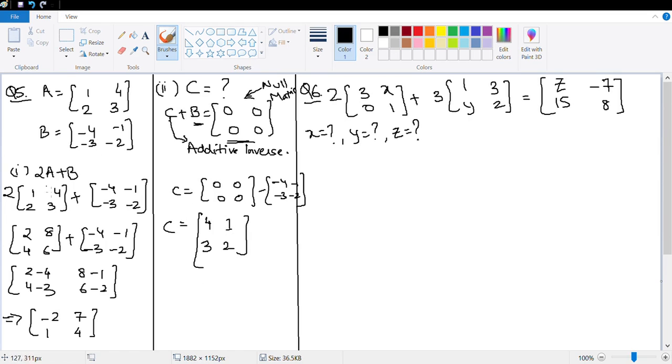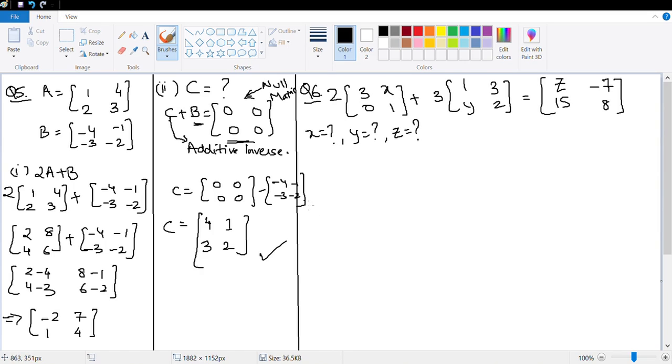You could have just changed the sign of every element inside B and you would have got the same answer. So this is basically the additive inverse. Let's look at question number 6. Question 6 says 2 times one matrix plus 3 times another matrix is equal to the third matrix.